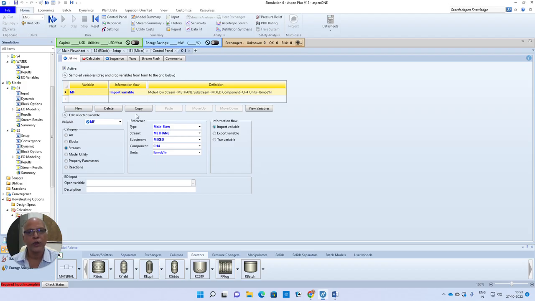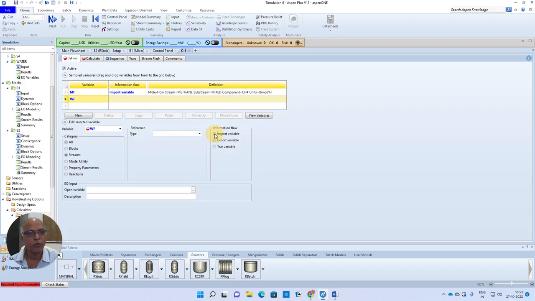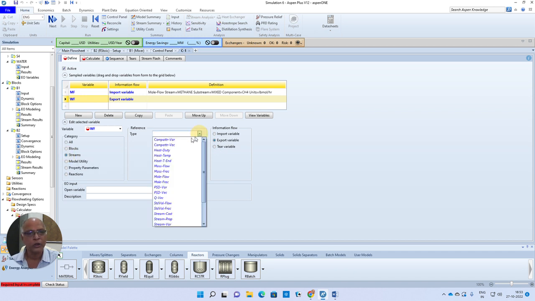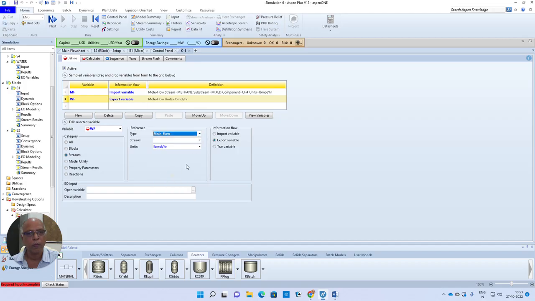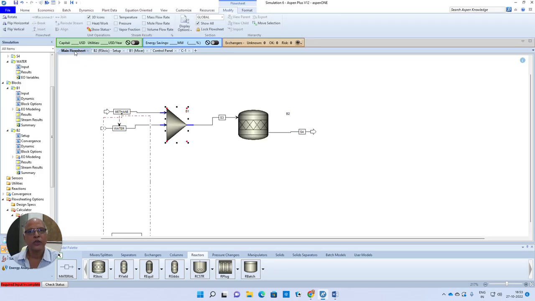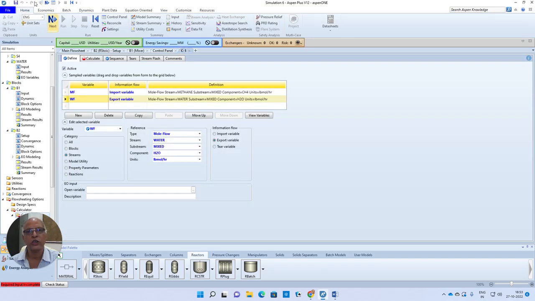So this is going to be imported, and based on this flow rate, I would like to calculate the water flow rate. Let's say WF. So this is an export variable. So it is also a stream variable. Mole flow. Stream is water, and component is again water. So what is that we would like to do? The ratio should be maintained in the ratio of 1:4.